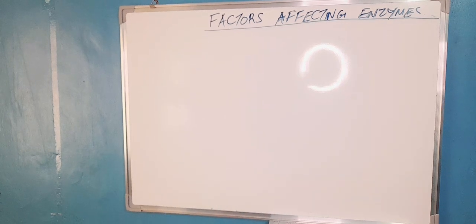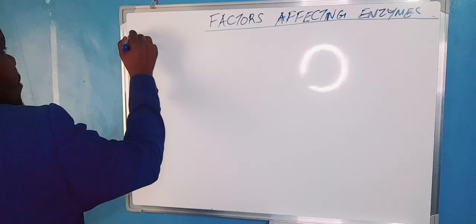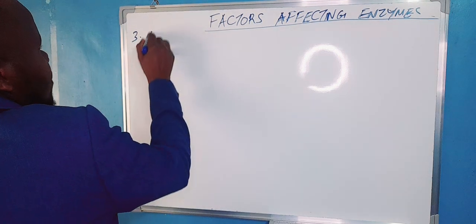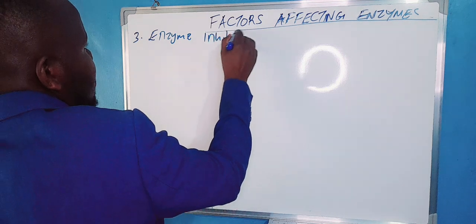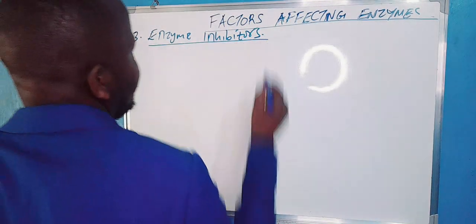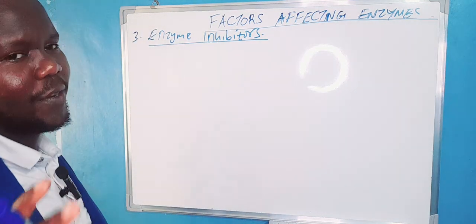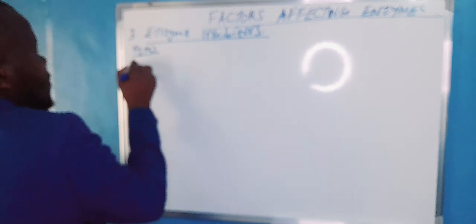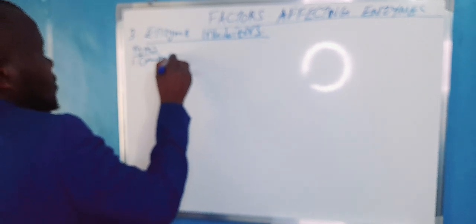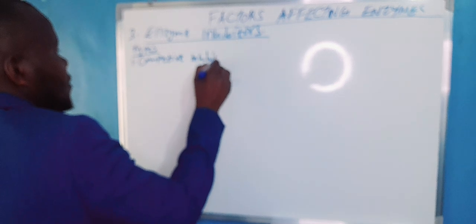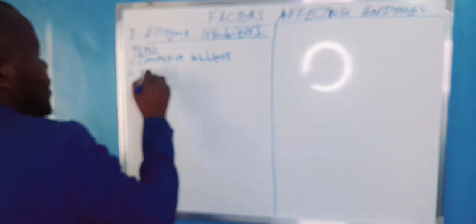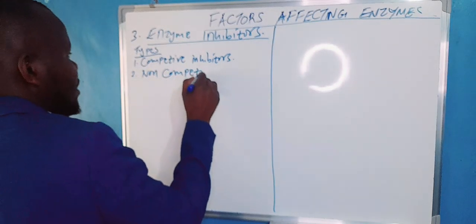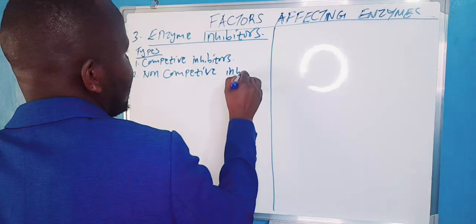Let's do our third factor affecting enzymes: enzyme inhibitors. On the enzyme inhibitors, we have two types. One, competitive inhibitors. Two, non-competitive inhibitors.